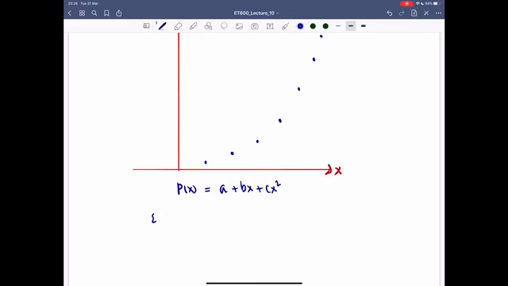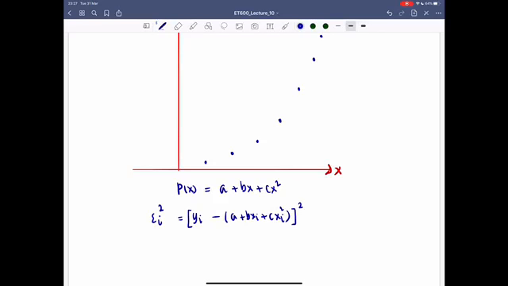Let me define the error epsilon sub i as the difference between the exact value and the approximate value. The exact value is each yi, and the approximate value is p at xi, which is a plus b xi plus c xi squared. So that is the error for each i. But I want to square everything, so I square the error. On the right hand side, I put the brackets, cover the difference, and square it.